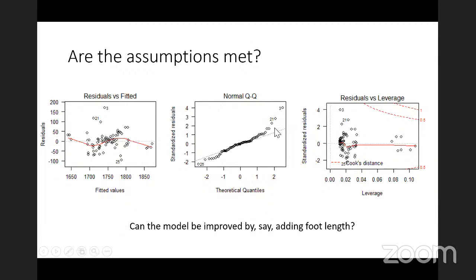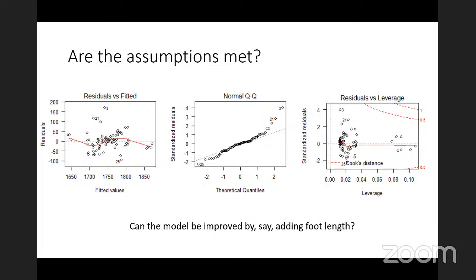The QQ plot, there is marked deviation from normality. So that may explain some of the poor fit, and maybe we need to examine the data better, possibly exclude some outliers. And for the residuals versus leverage, there seems to be no observation having a Cook's distance greater than 1. So the assumptions are not perfectly met, but what to do?